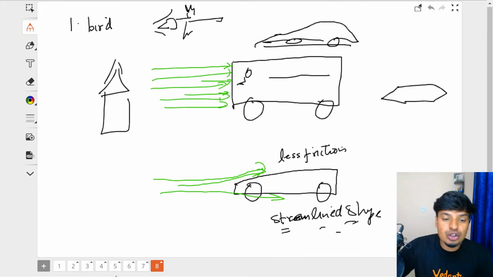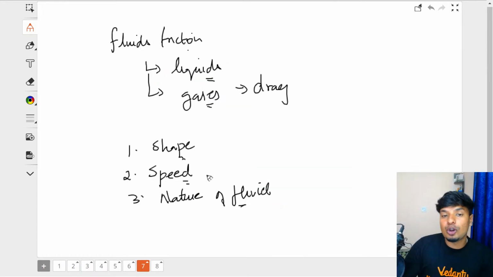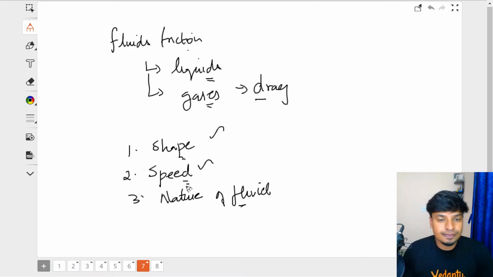Second thing it depends on is what? It is the speed of the object. So the faster you move, the more friction you will experience. Okay, so greater the speed, more the friction.